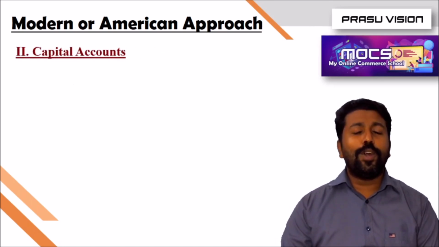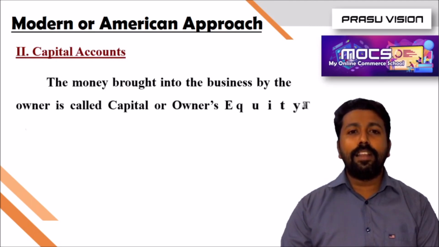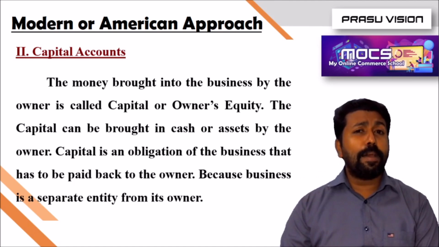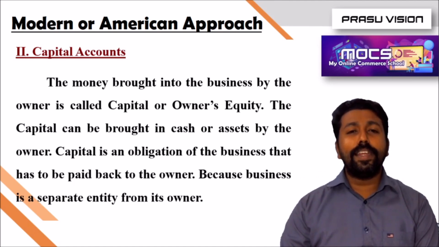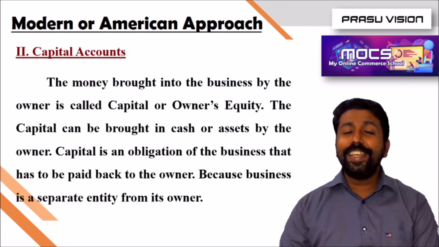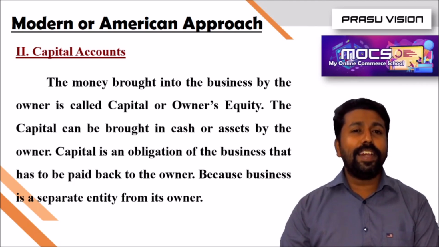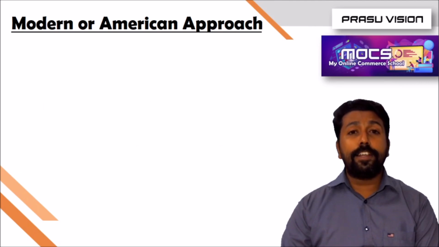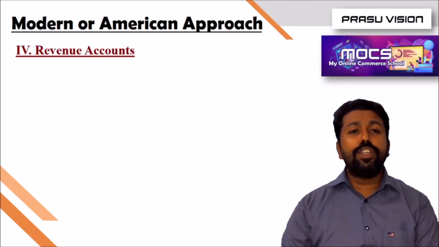You know very well what is the meaning of the term capital. It is the amount brought by the owner into the business, and that amount will be repaid after a certain period, maybe at the time of closing of the business. And so we can say the capital amount is the obligation of the firm, which will be repaid at the winding up of that business. So the third account is the capital account, and the next one is the revenue account.